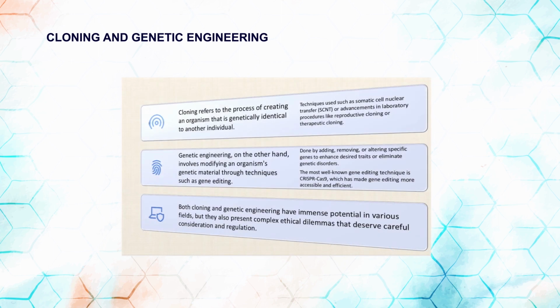This can be achieved through various techniques such as somatic cell nuclear transfer or advancements in laboratory procedures like reproductive cloning and therapeutic cloning, as we discussed in previous slides. Reproductive cloning involves SCNT to create a cloned embryo, which is then transferred into a surrogate mother to develop into a full organism. This has been successfully accomplished in various animal species, but remains ethically controversial when it comes to human cloning due to concerns about human dignity, individuality and potential for exploitation.